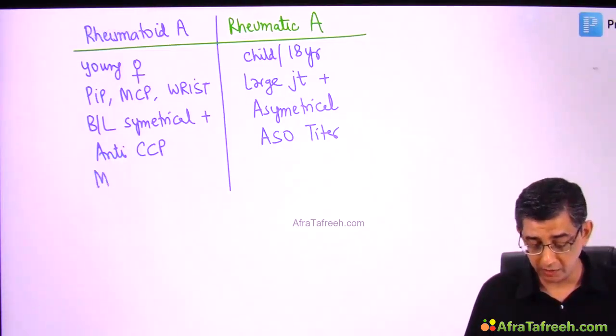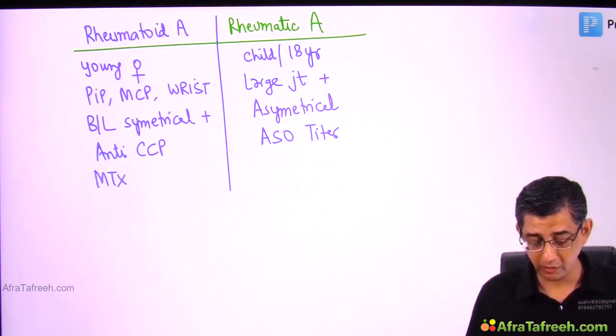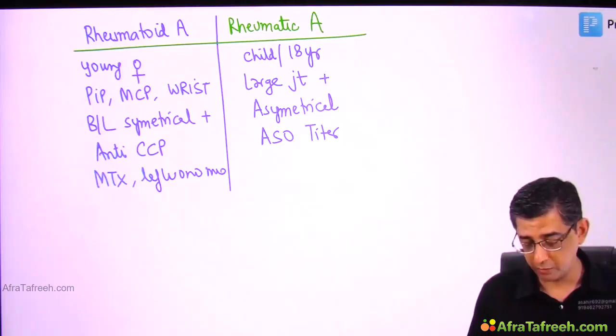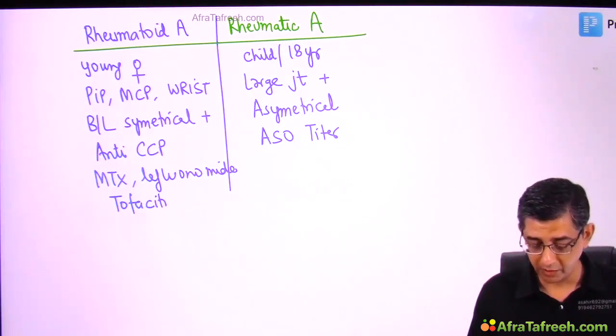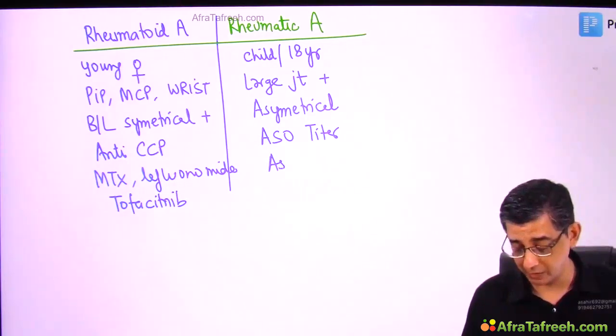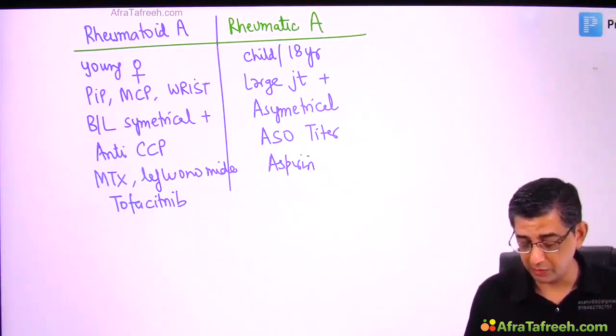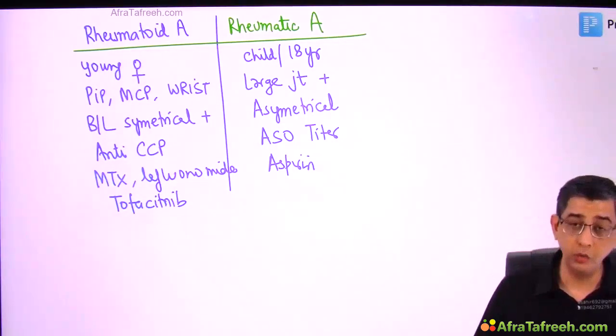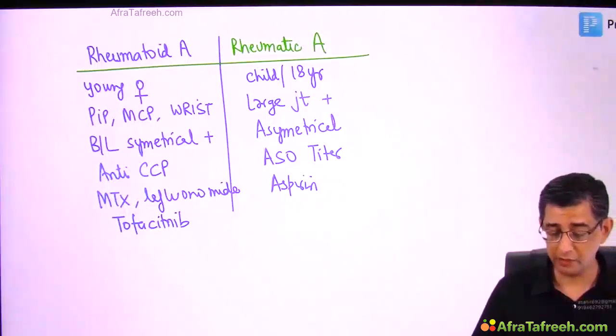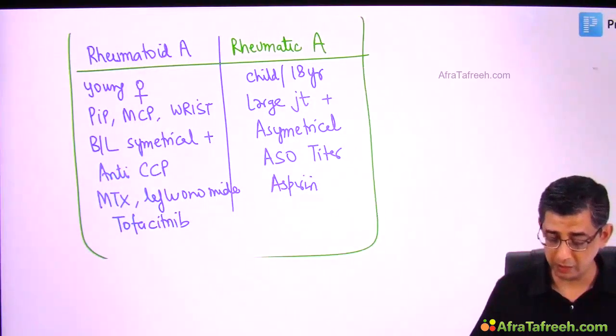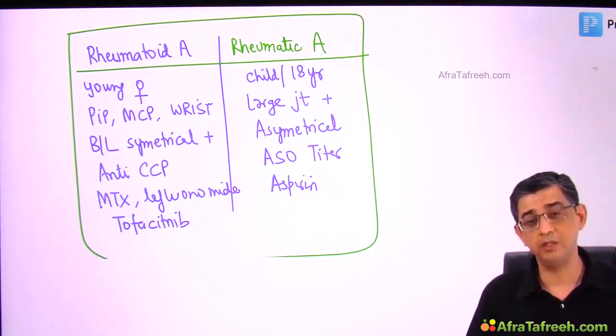On the left hand side, the drugs used would be like methotrexate or leflunomide, or even in the discussion of rheumatoid arthritis, I've talked about tofacitinib. But on the right hand side, I have mainly talked about usage of aspirin and even naproxen in the patient. So there is absolutely no reason why rheumatoid versus rheumatic can ever be missed. And I've just done a quick comparison in this case.